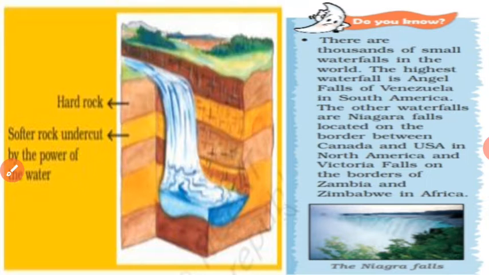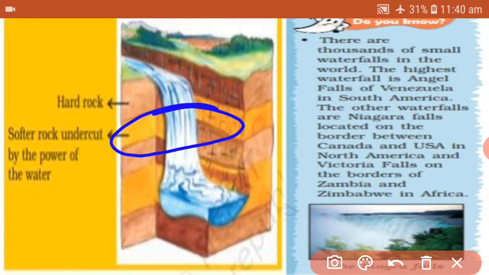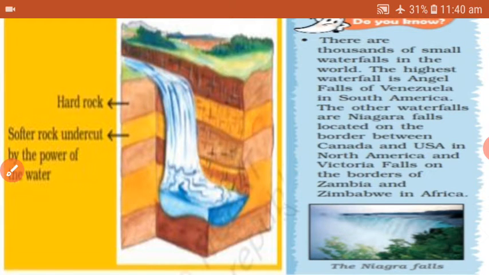Okay, so next we will find the same picture as it is given in your textbook. The harder rock, the softer rock undercut by the power of the water. The softer rock undercut tells you that it has gone through erosion, and because of that there is a plunge pool creation, and then the harder rock also collapses. All these things have already taken place.